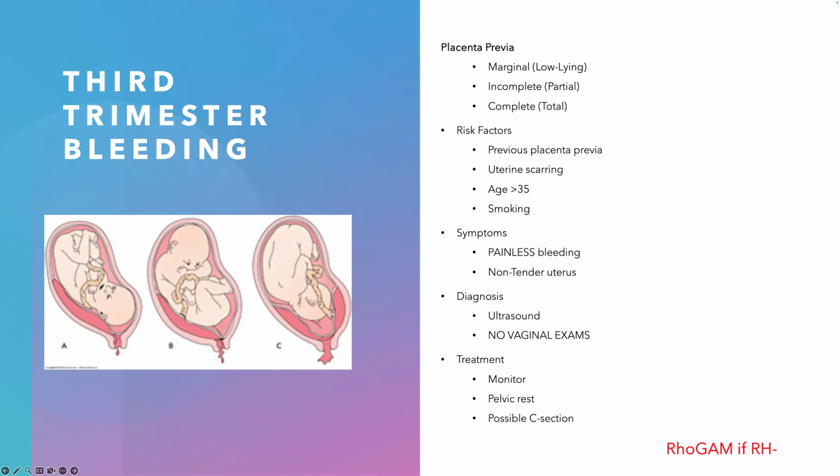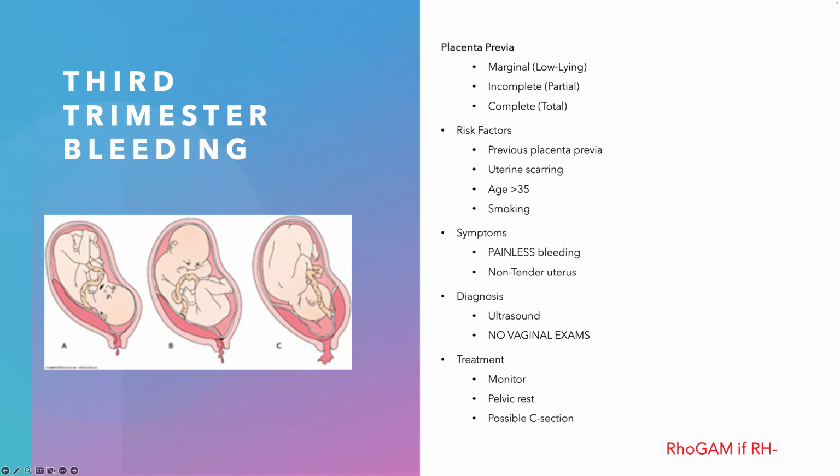Sometimes it's incidentally found on an ultrasound when they're having their 20-week ultrasound. They just happen to find that they have a low-lying placenta or placenta previa, and we watch them. Sometimes we find this because they come in bleeding, and we do an ultrasound and find that they have a placenta previa.